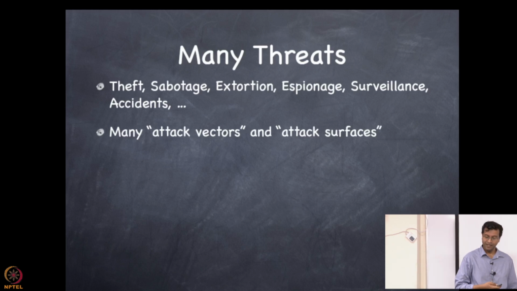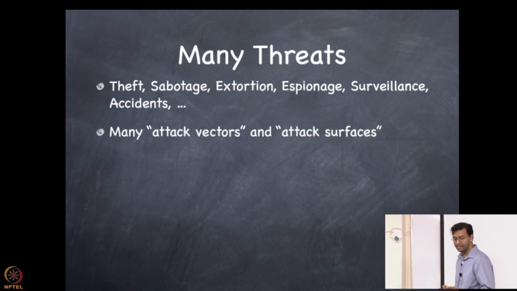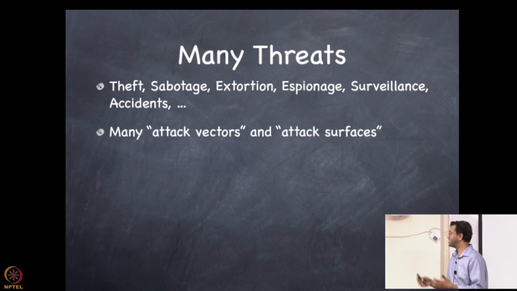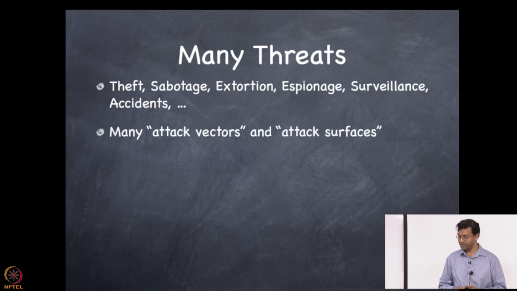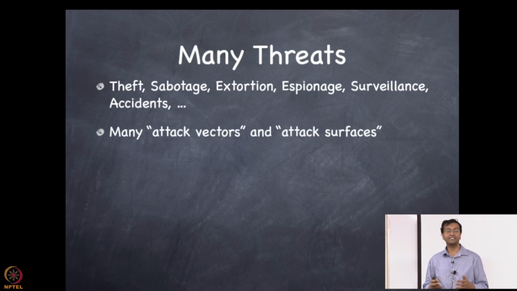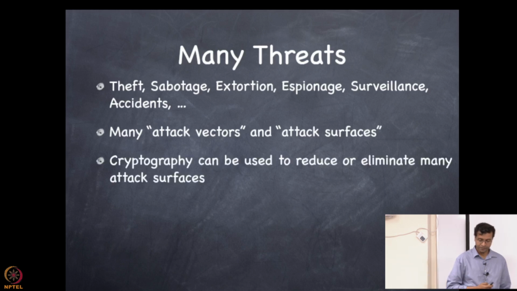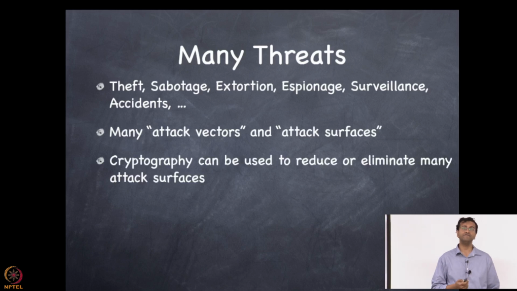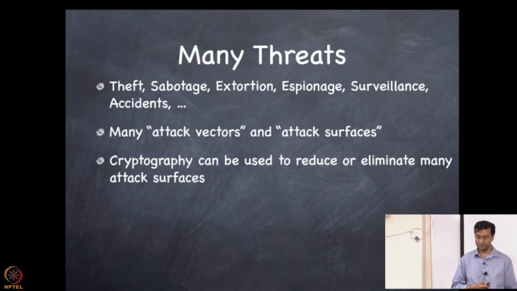So attack vector is a term from epidemiology. It's like a mosquito biting you. The attack vector is a mosquito carrying the virus, and the attack surface is your skin, right? So that's kind of the analogy. And there are different flavors of these attack vectors and attack surfaces. And at some level, what cryptography is trying to do is to reduce this attack surface. Reduce or maybe even eliminate some of these attack surfaces.